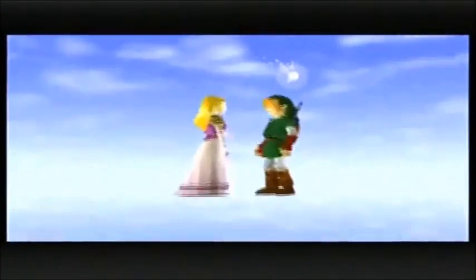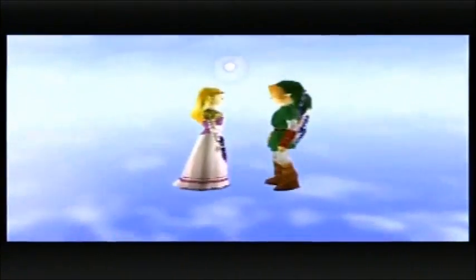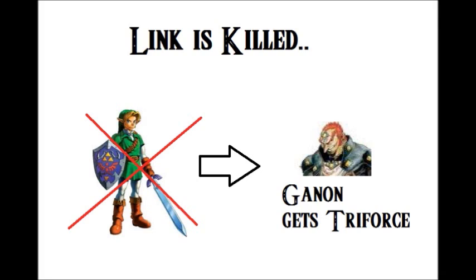This timeline is the one that seems to confuse most people, because the ending of Ocarina of Time may lead you to believe that the Hero of Time did not fail. However, keep in mind that just because you haven't witnessed it in the game doesn't mean that this timeline couldn't exist. And plus, the hero can't win every time.